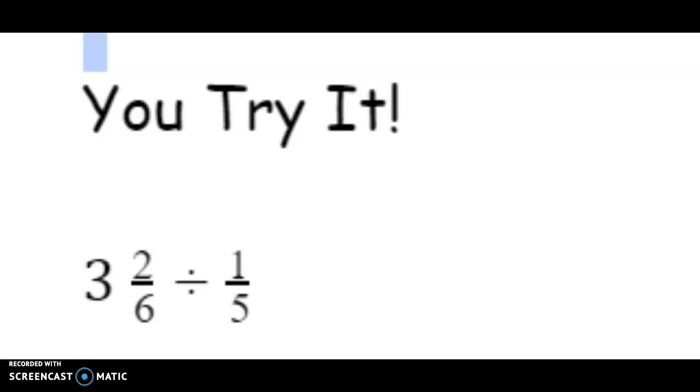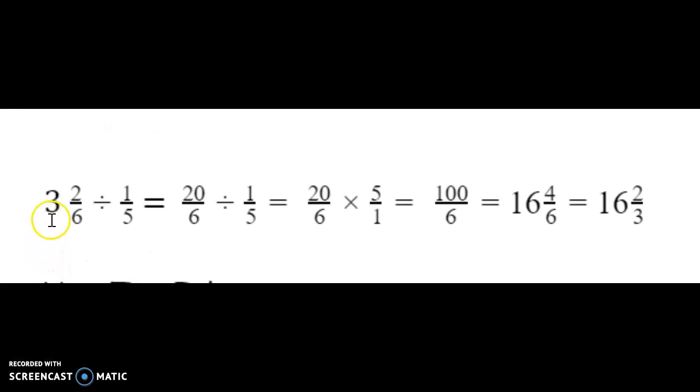Here's another you try it. Pause the video, work the problem, and we'll go over it in just a few moments. 3 2/6 divided by 1/5. We know in the first step we have to change all our mixed numbers into improper fractions. Let's see how we did.